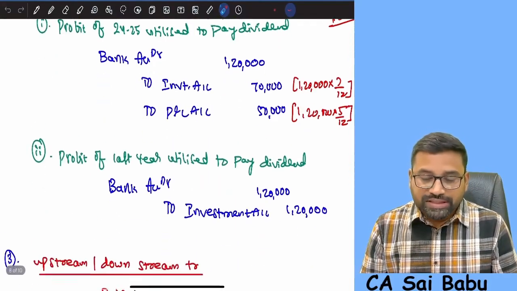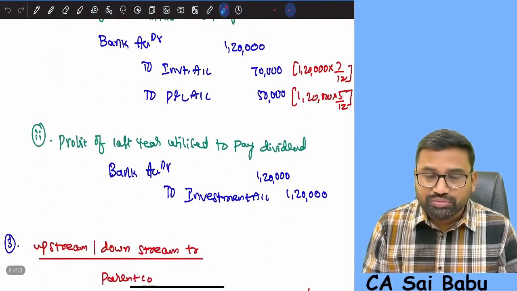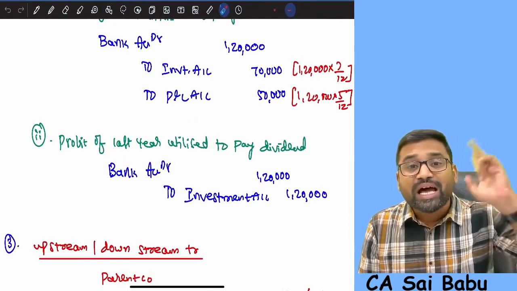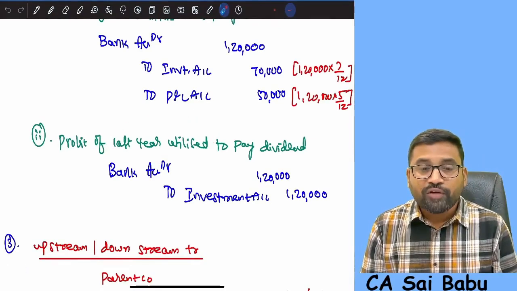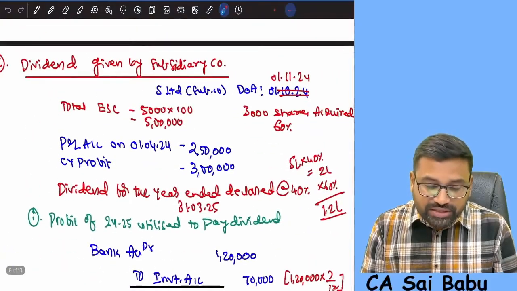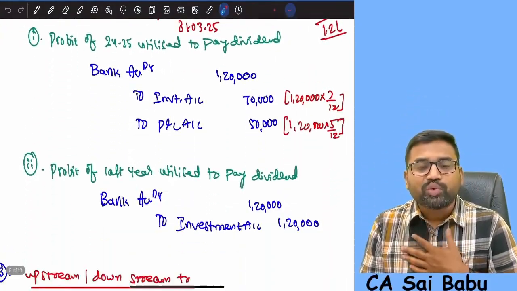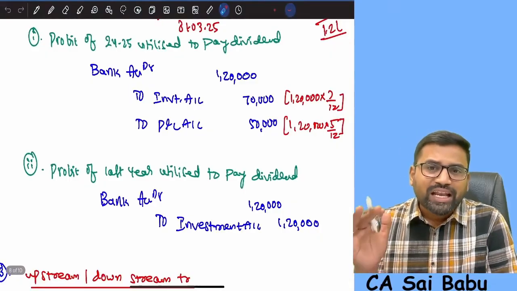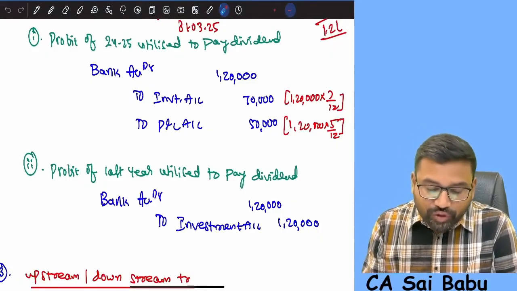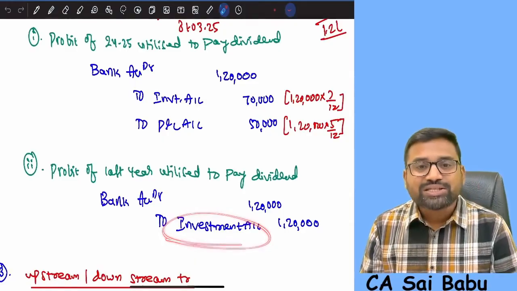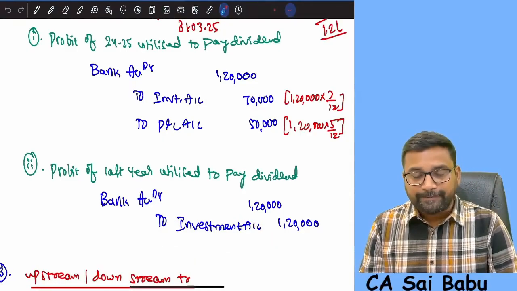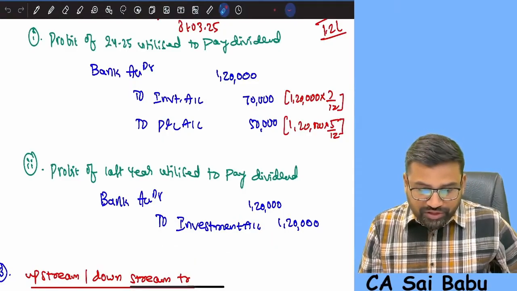7:5. Suppose, sir, I assume the entire dividend is given from last year's profits, that is, the profit of the last year is utilized to pay the dividend. Suppose last year's profit is 2,50,000. Now this entire dividend of 1.2 lakhs is given from the last year's profits. Entire last year's profits are pre-acquisition profits. Therefore, the entire dividend that you receive is adjusted to the cost of investment.